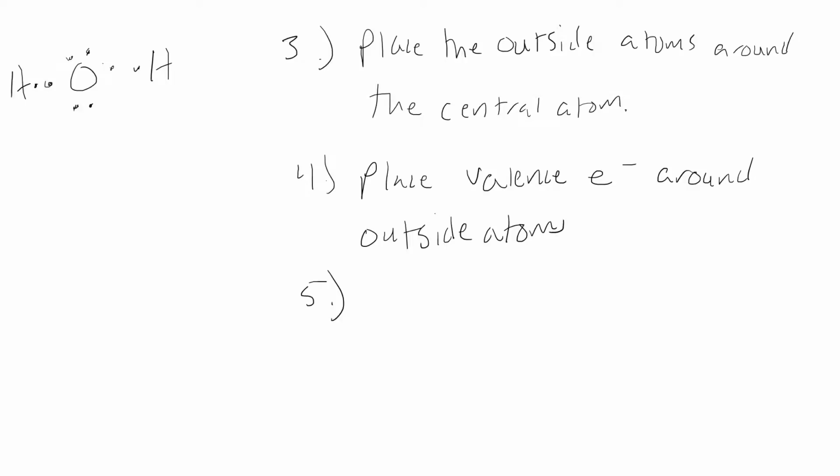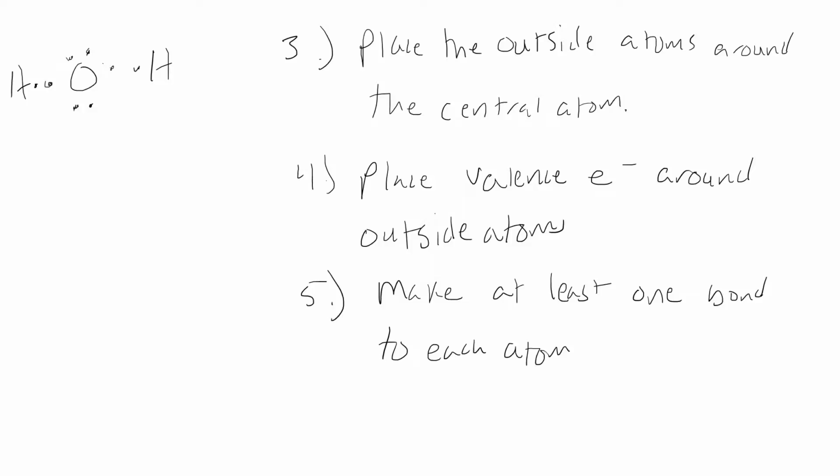So the next thing we want to do is make at least one bond to each atom. So make one bond, one bond. Now, what you want to keep in mind is that a bond consists of 2 electrons. I repeat, a bond consists of 2 electrons. All right. Now, this is called a lone pair.